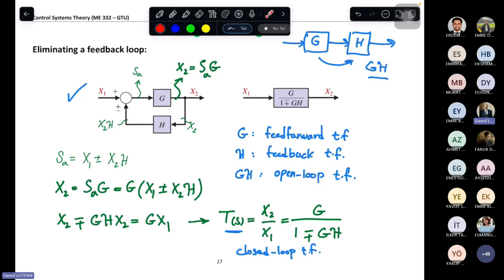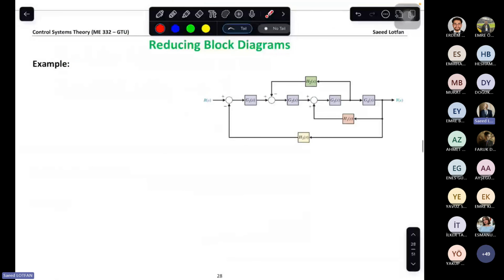Okay. Now let me give an example to simplify this system. It says, what is the transfer function of the system? We want to find the transfer function of the system, which is output Y(s) over R(s). We can see how we can do that.